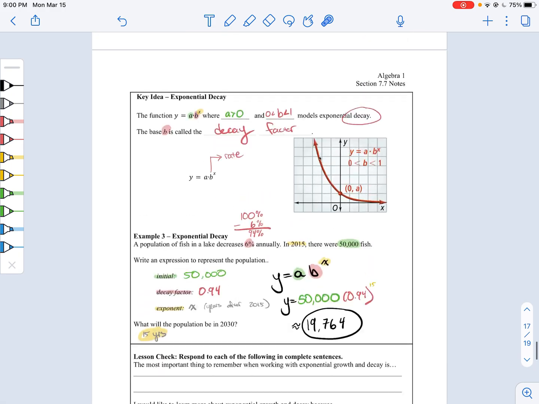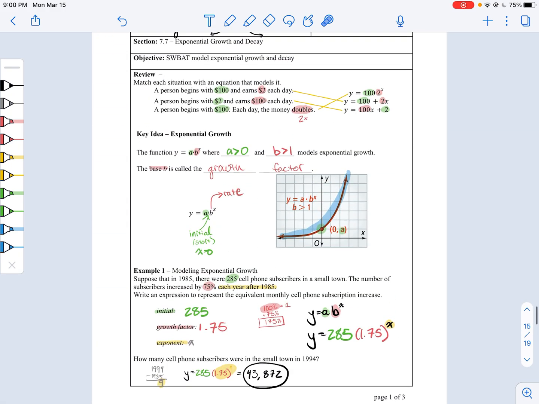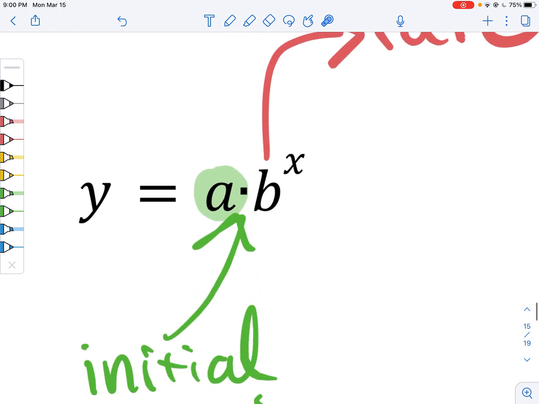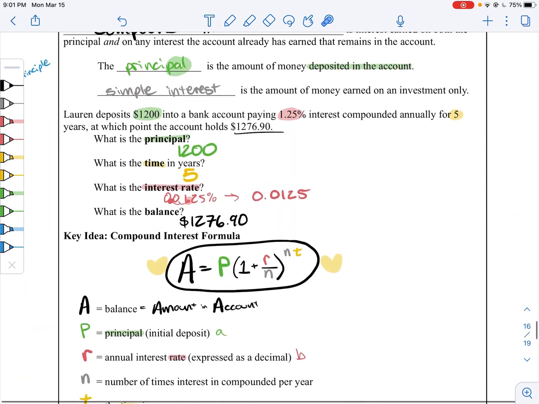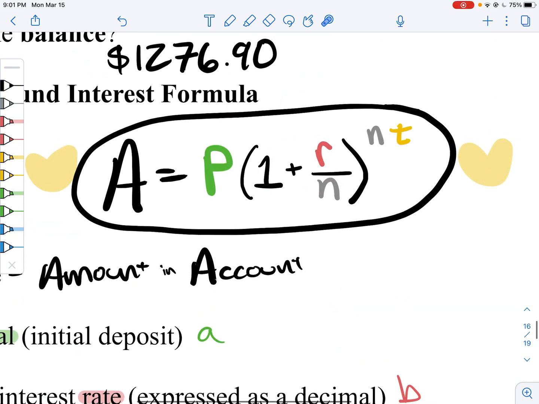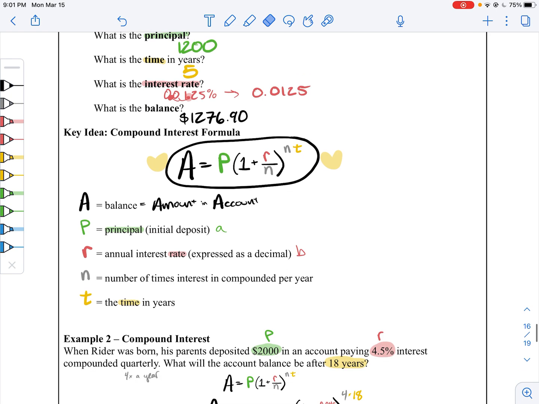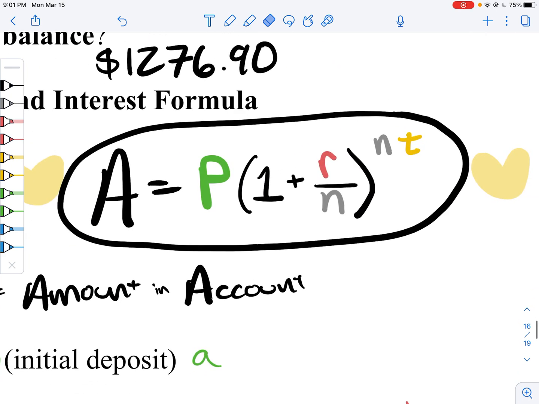Well, there you go. That's exponential decay. That's exponential growth. Notice that they're basically the same thing. It's all a times b raised to the xth power. And that's what compound interest is. It's a times b raised to the xth power. It's just a little bit more specific. And by a little bit more specific, a lot more specific. Anyway, know it, love it. Have a great time on your homework.